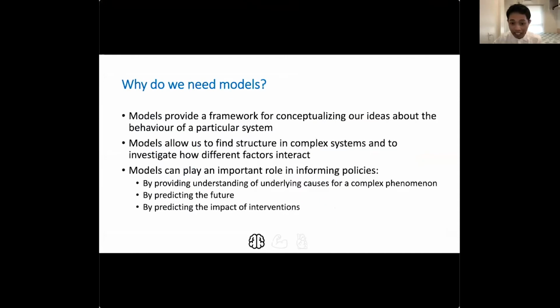So why do we need mathematical models? Again, as I've mentioned before, models provide a framework for conceptualizing our ideas about the behavior of a particular system. Models also allow us to find structure in complex systems to make it easier for us to digest. And they are very important in terms of how we make policies to understand the system, to predict the future, and to predict the impact of interventions.